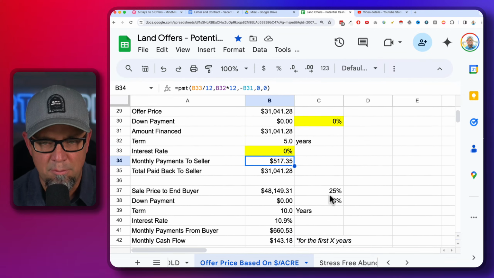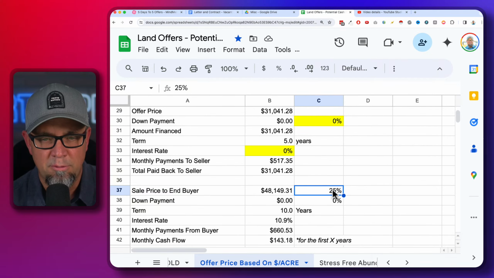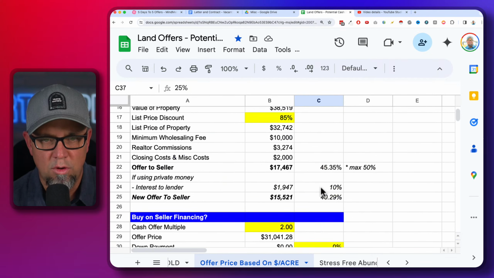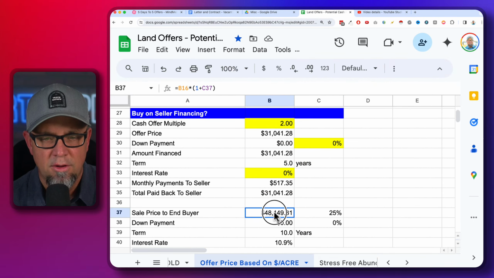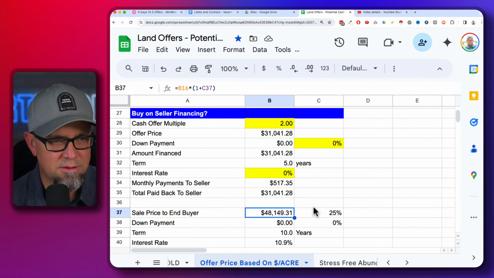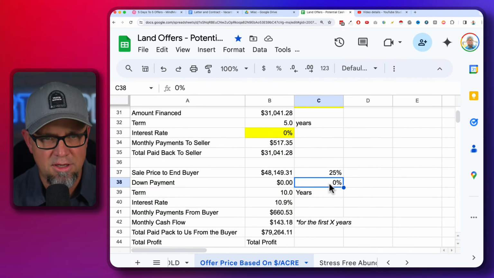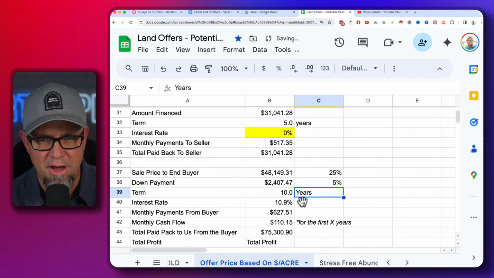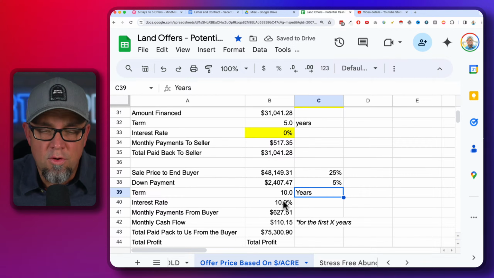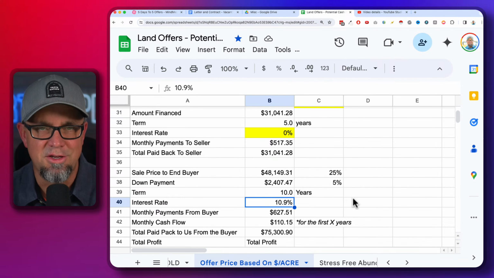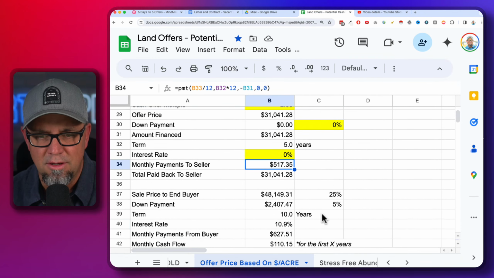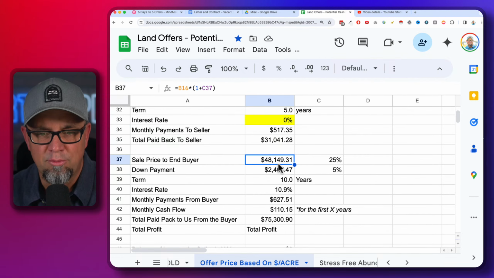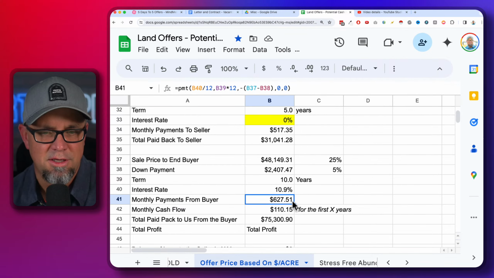I'm going to turn around and sell it. I'm going to bump the price up even more a little bit. I'm going to bump it up 25%. So it's worth, what did we say? Today it's worth about $38,000. I'm going to sell it for $48,000 on seller financing. Now let's collect 5% down payment from the buyer. And I'm going to sell it on owner financing at 10.9%. Do you see where I'm going with this? I'm paying 0%. I'm paying $517, but I'm charging at a higher price, 10.9% interest. And I'm collecting from the buyer $627.